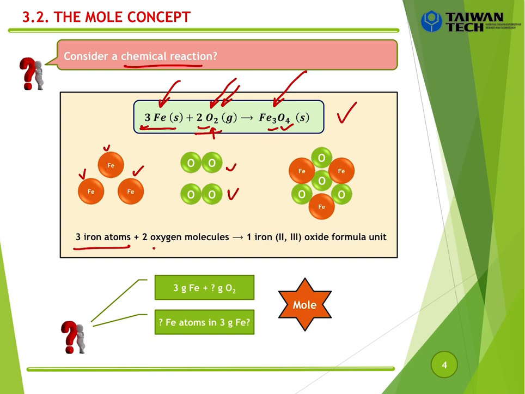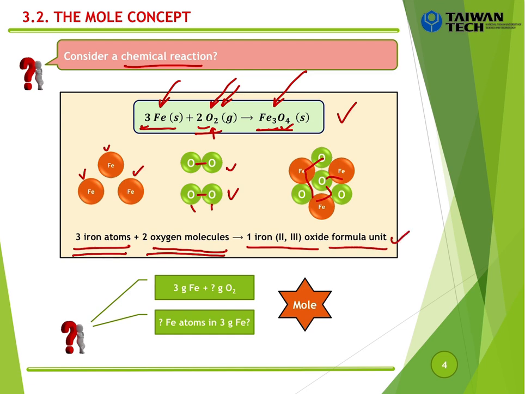Oxygen, we call that one the molecule because we have 2 atoms with the chemical bonding between 2 atoms. So we have 3 iron atoms react with 2 oxygen molecules. And then we get only 1 Fe3O4. So in this structure, we call that one 1 iron(II,III) oxide formula unit. We have only one.